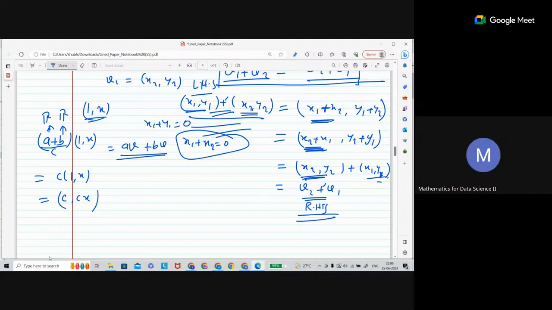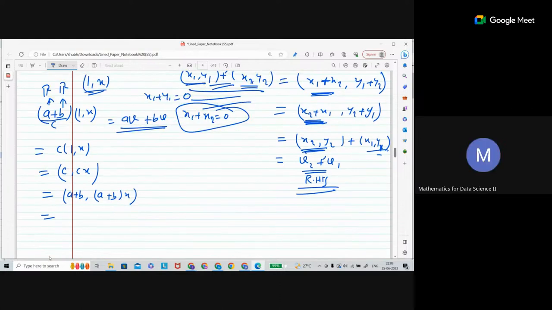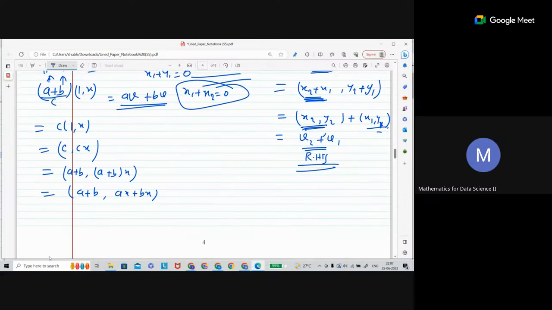Yes, sir. Okay. So now C equal to what? A plus B, right? Correct, sir. Okay, so fine. Now A plus B could be written as, let's keep it as A plus B, AX plus BX, right? You will get this one. Yes, sir. Okay. Now A plus B, A, X, right? It will be this one.